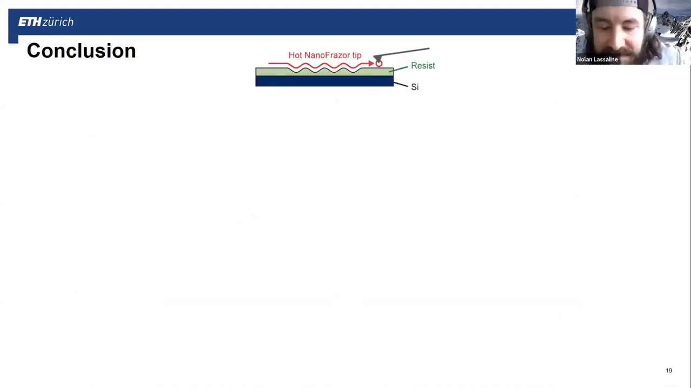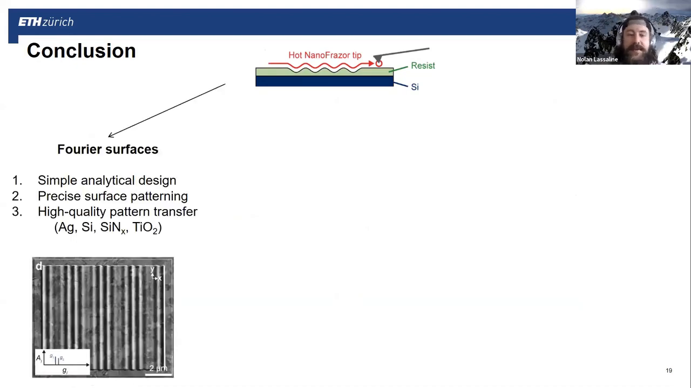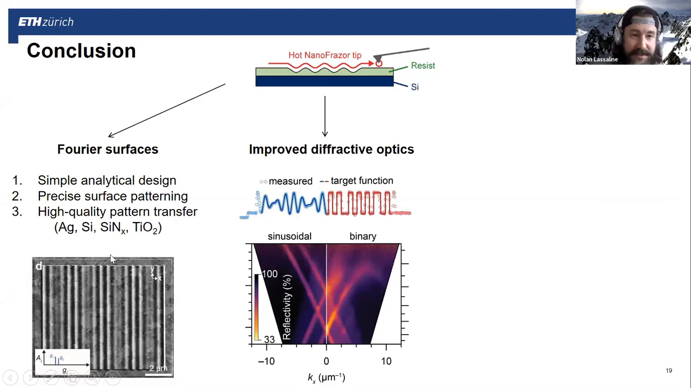As we've seen today, I think the first takeaway is that everything that we've shown really starts with the NanoFrazor, and everything that I've shown is really only possible by using the NanoFrazor. With this technology, we have introduced the concept of Fourier surfaces, and of course they're based on this very simple analytical design. With this precise surface patterning of the NanoFrazor, we can achieve that, and we can transfer these patterns with very high quality to a number of relevant materials, specifically optical materials in our case. And when we use these surfaces in the fashion of a diffractive optical element, we can generate improved diffractive optics, nicely shown here when we compare to this previous state of the art.